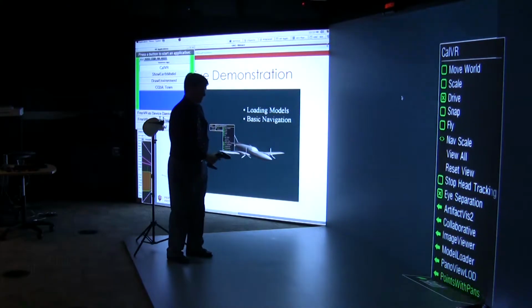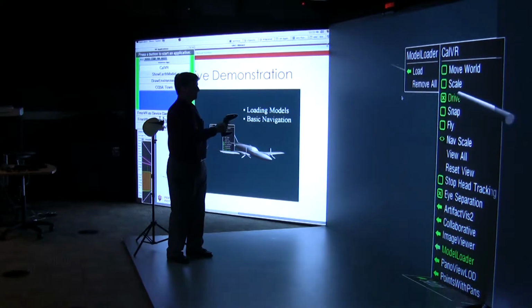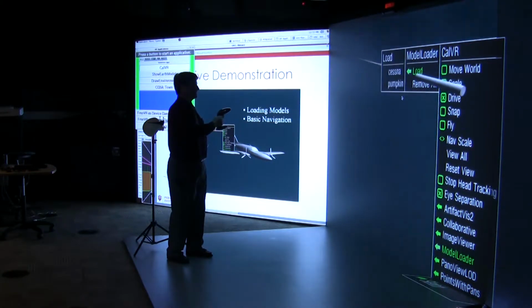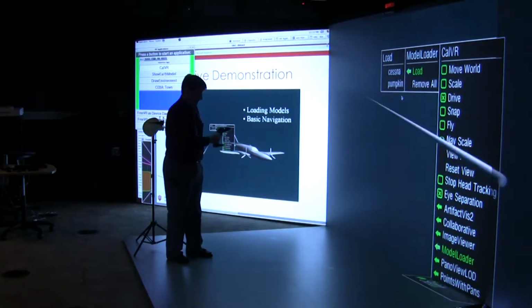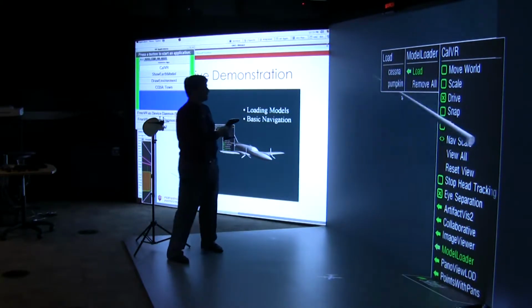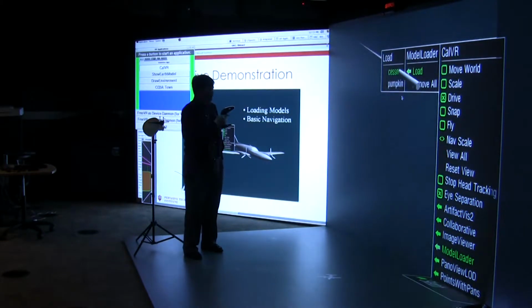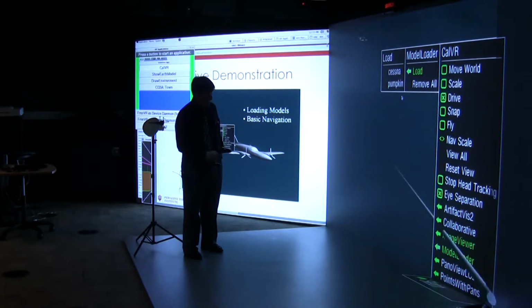All right, much better. So we'll try what you asked, Dave. Let's load a Cessna. The pumpkin file actually isn't there, so let me do that. All right. I did. There we go. We got two Cessnas now.